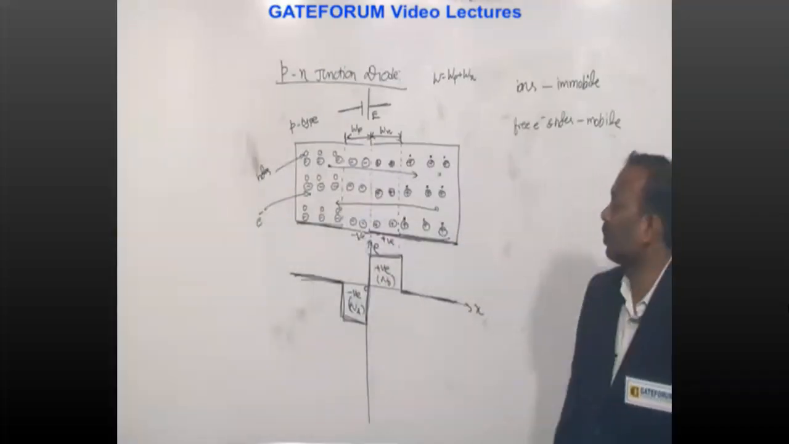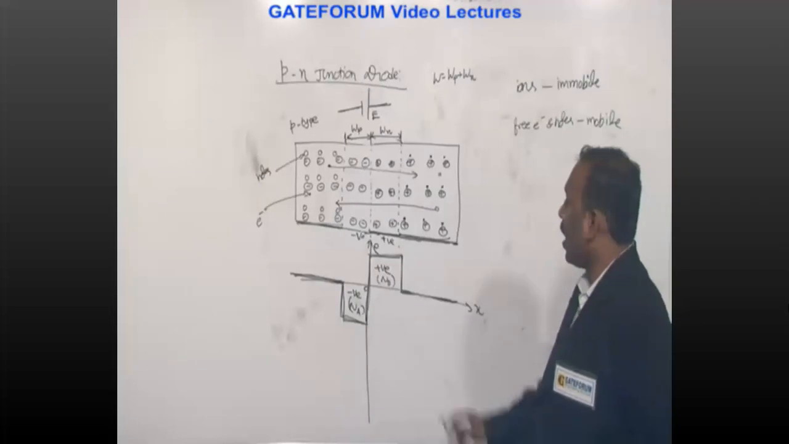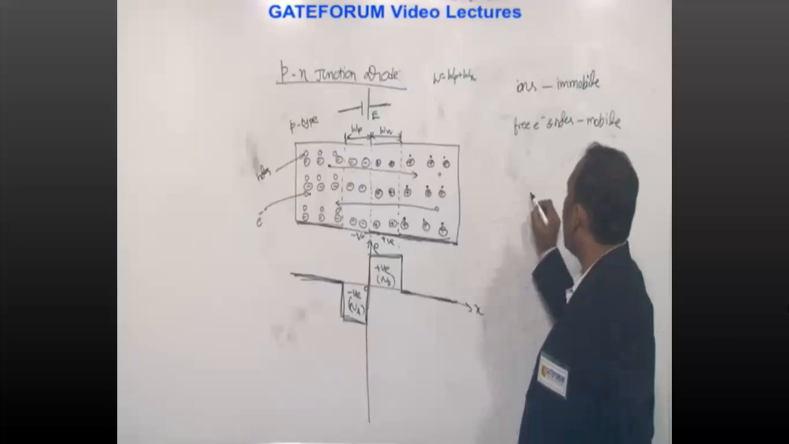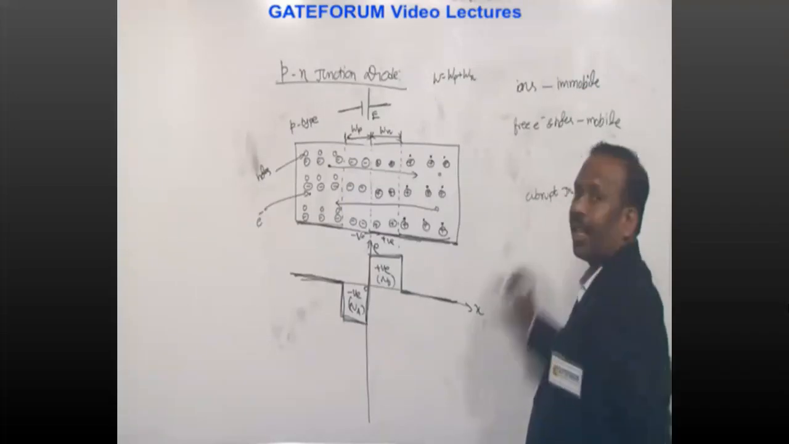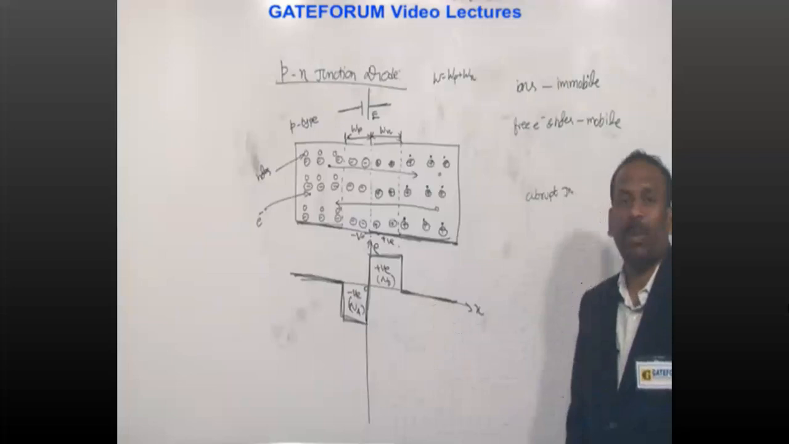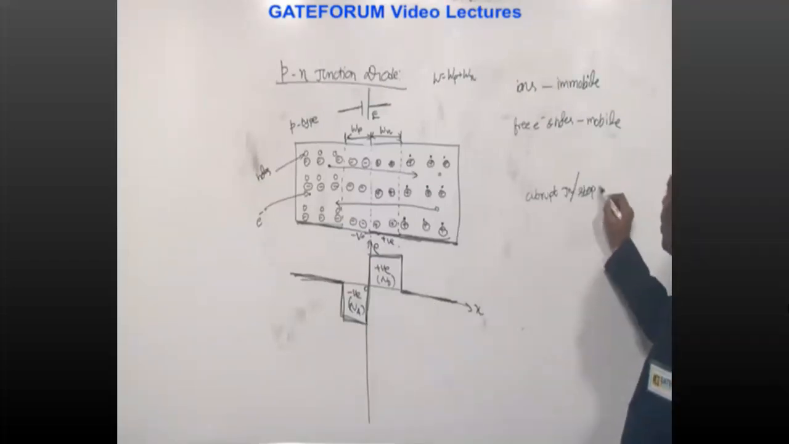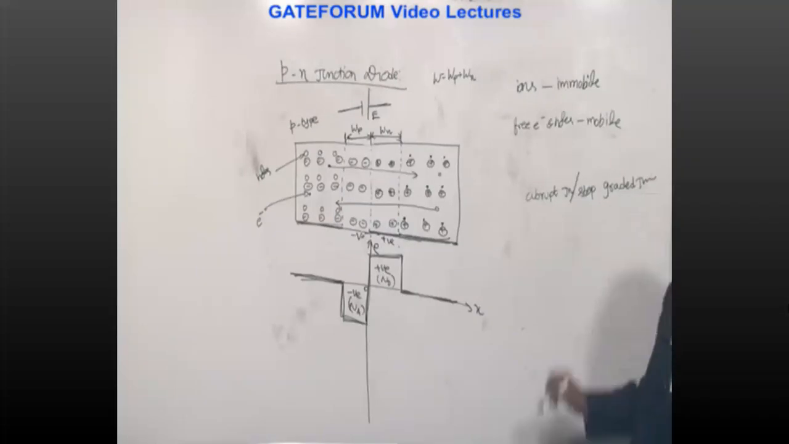Now, this type of PN junction is called an abrupt junction. This type of PN junction is called an abrupt junction or step graded junction.